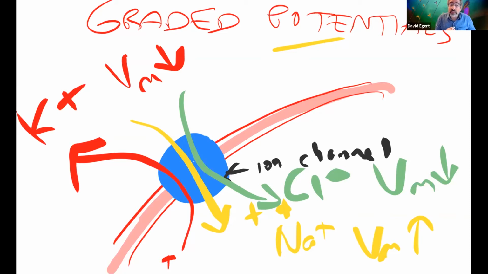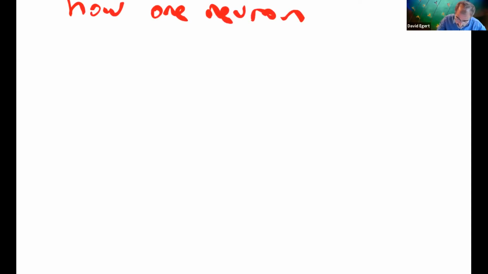Typically, what's causing this in neurons is activity at a synapse, where one neuron is talking to another neuron. So we're going to talk about the synapse of a neuron right now, how one neuron communicates.